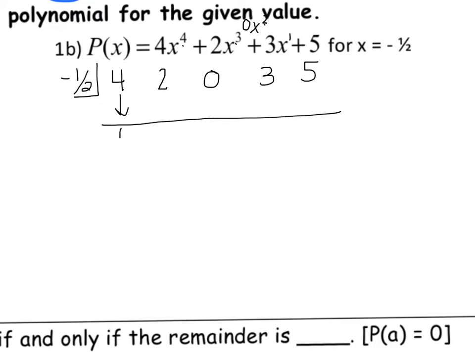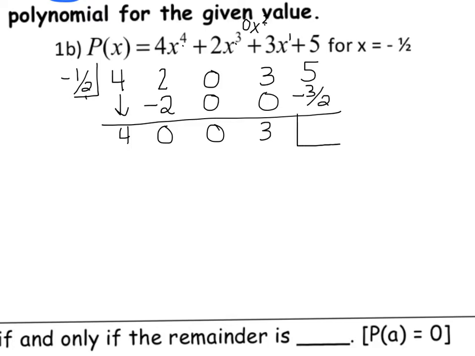So we'll drop the 4. Negative 1/2 times 4, in other words, 4 divided by negative 2, is negative 2. 2 minus 2 is 0. Negative 1/2 times 0 is 0. 0 plus 0 is 0. Negative 1/2 times 0 is 0. And you thought this was going to be difficult. It's not too bad so far. 3 plus 0 is 3. Negative 1/2 times 3 is negative 3 over 2.